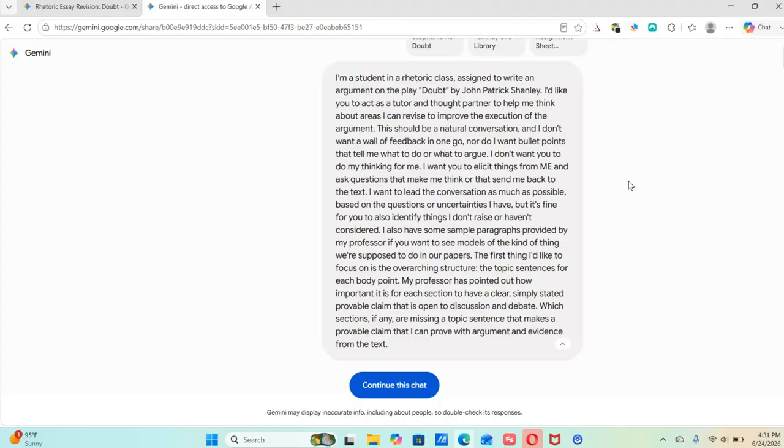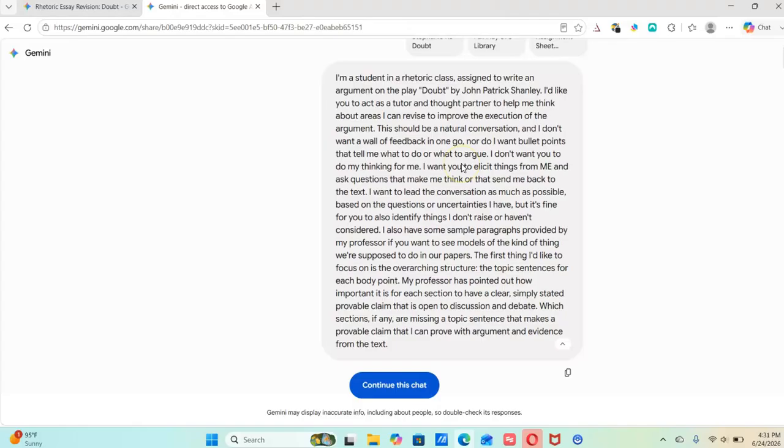Doesn't mean you need to have all the answers, but you need to be really mentally engaged in the process of writing and reading, writing the paper and reading the play, in order for this to give you the best outcome in the feedback session.